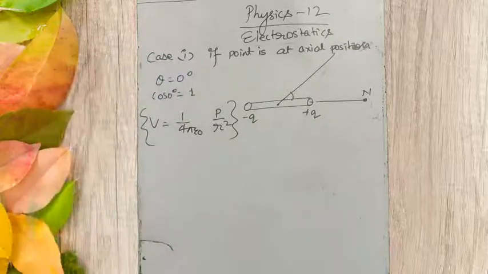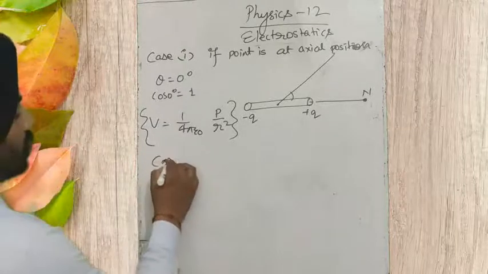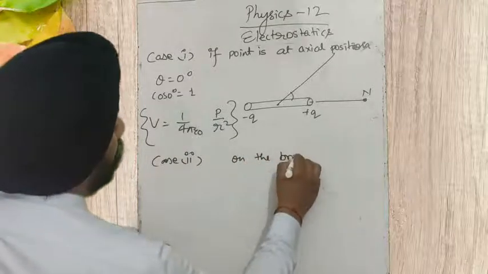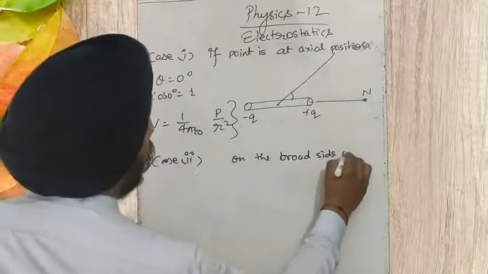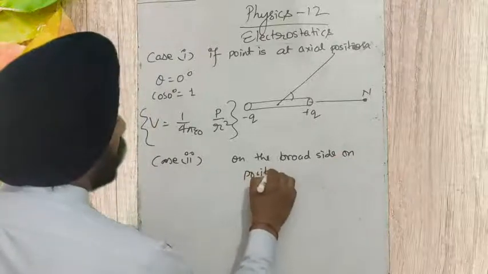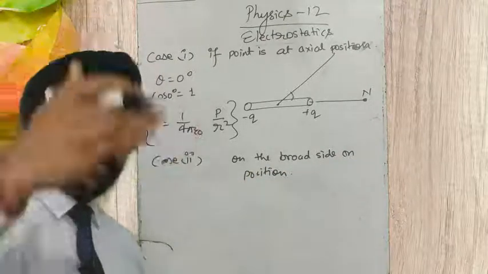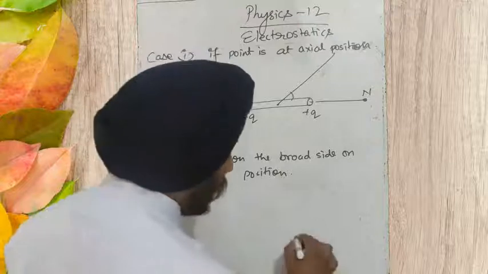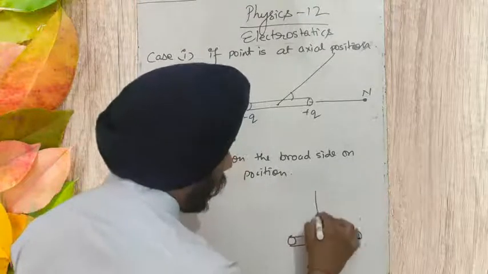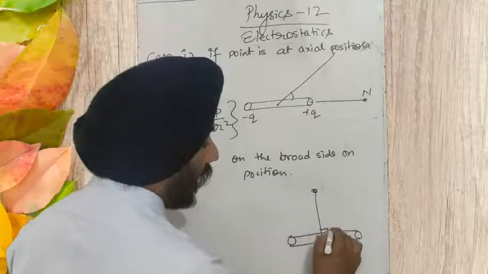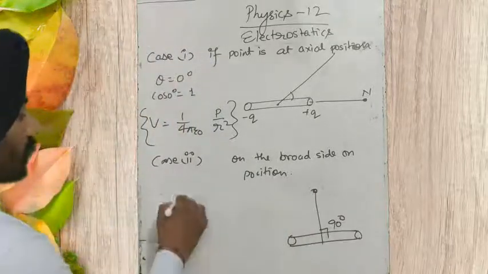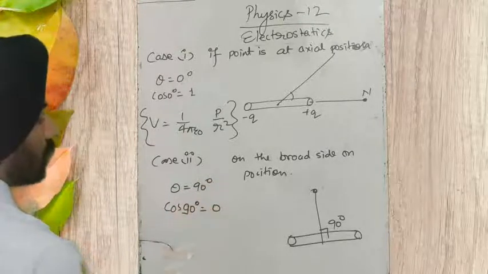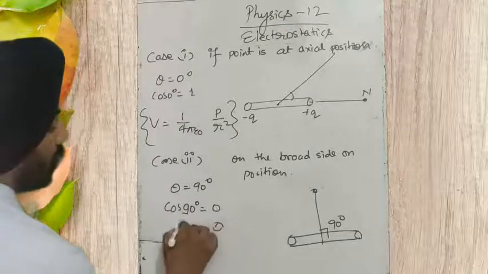Now case number 2, if the point is lying on the right bisector, on the broadside on position, that is, on the perpendicular passing through the center of the dipole. Now the point is at an angle of 90 degrees, so we take theta as 90 degrees. So cos 90 is equal to 0, and the potential will be equal to 0.